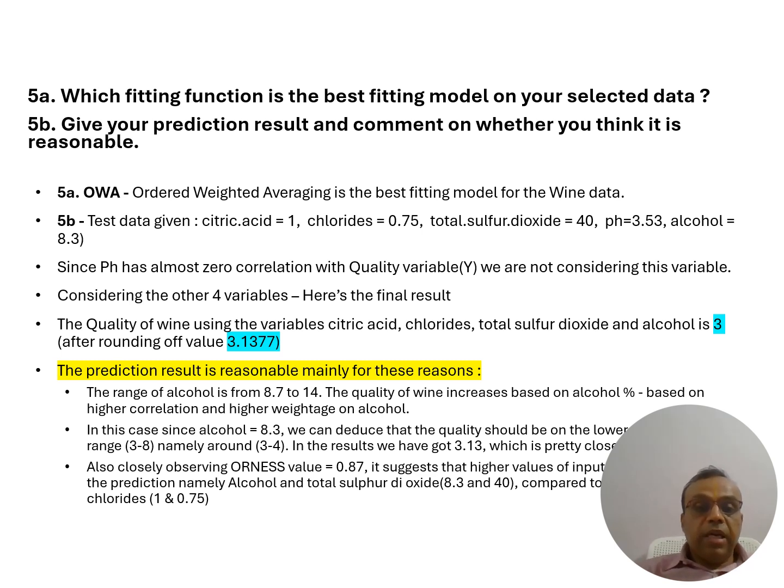Also, we observe that the RNS value is 0.87, which states that higher input values will play a bigger role in determining the quality of wine. So in this case, the bigger values are alcohol and sulfur dioxide. So these two variables play a higher role compared to, let's say, citric acid or chlorides. Hence, I'm convinced with this result.